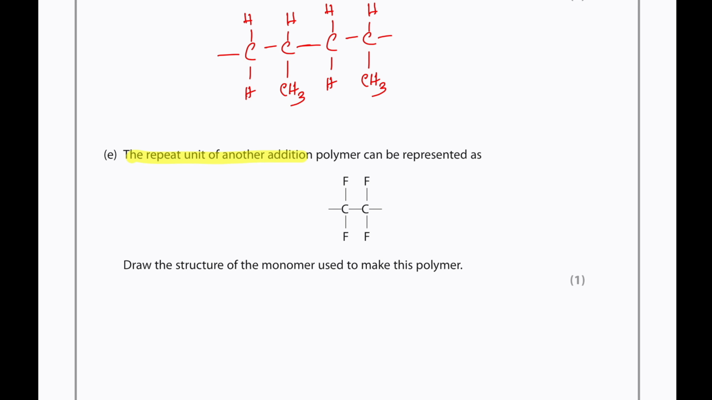The repeat unit of another addition polymer can be represented as follows. Draw the structure of the monomer used to make this polymer. To make the monomer of the addition polymer, we will break the two hands that it has on the two sides and we will establish a carbon-carbon double bond.